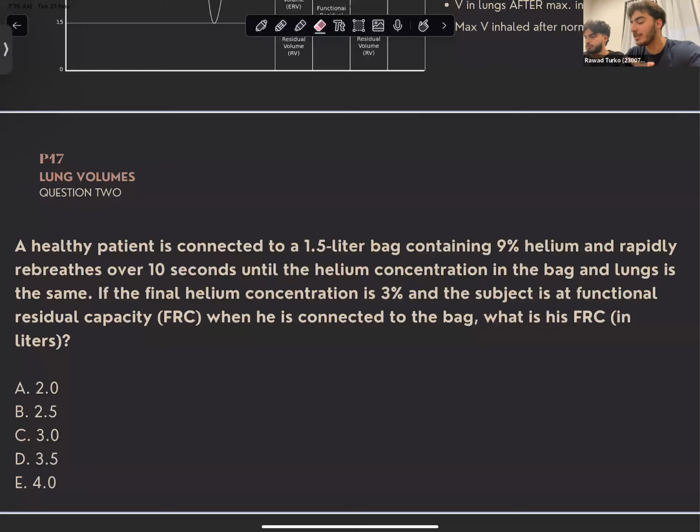A healthy patient is connected to a 1.5 liter bag containing 9% helium and rapidly rebreathes over 10 seconds until the helium concentration in the bag and lungs is the same. If the final helium concentration is 3% and the subject is at functional residual capacity when he is connected to the bag, what is his FRC? Now, first of all, can somebody tell me why we're doing this, what we're trying to see, before we get into the calculation stuff?